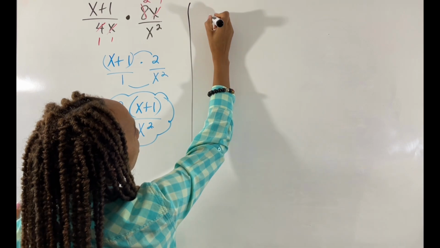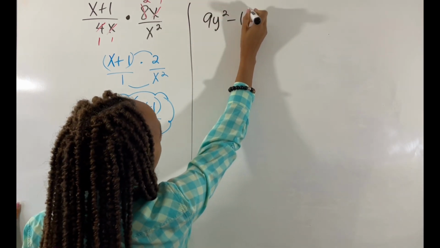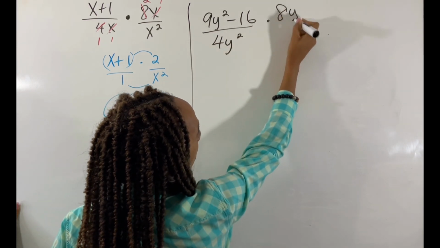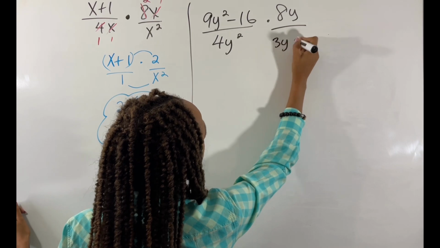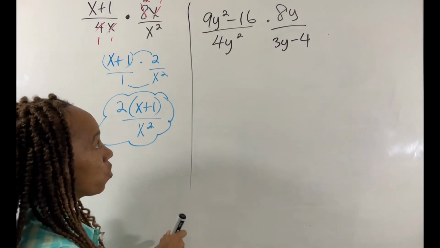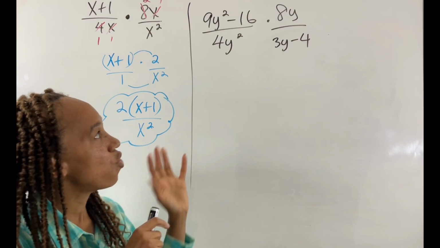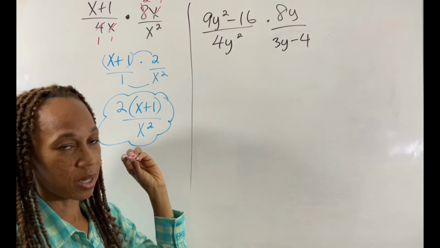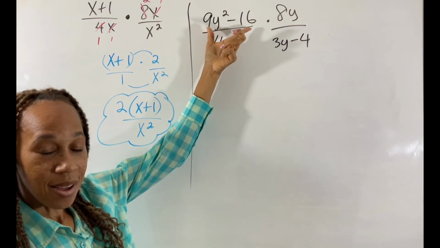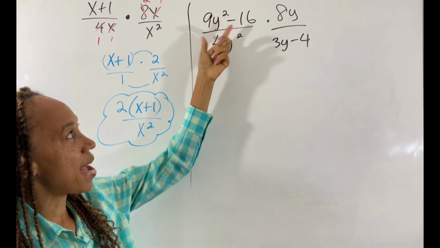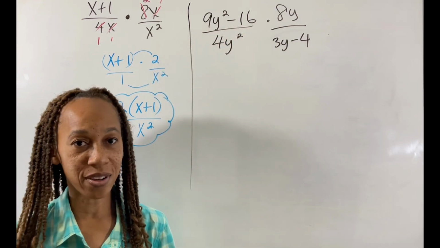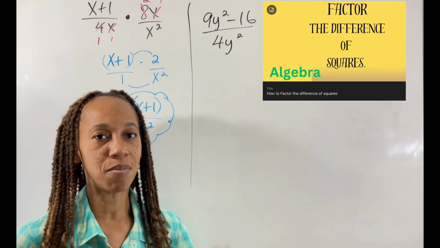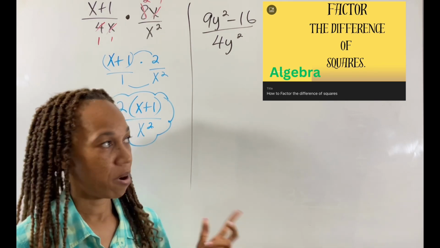My next problem is going to be 9y squared minus 16 over 4y squared, times 8y over 3y minus 4. You will notice that you have binomials and monomials here. But I should hope by now that you have identified that this is a difference of perfect squares. If you don't know how to factor a difference of perfect squares, you can go back and watch my video on how to factor difference of perfect squares.